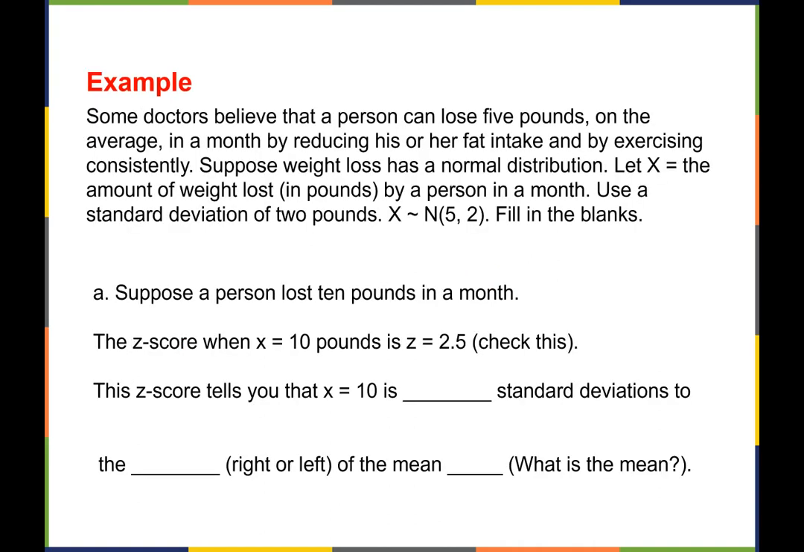All right, I would like you guys to pause the video and try this example. I'll read it to you, and then I want you to try to fill in the blanks below. So some doctors believe that a person can lose 5 pounds on the average in a month by reducing his or her fat intake and by exercising consistently. Suppose weight loss has a normal distribution. Let X equal the amount of weight lost in pounds by a person in a month. Use a standard deviation of 2 pounds. So X is distributed normal, mu 5, sigma 2. Mu is equal to 5, sigma is equal to 2. Fill in the blanks. Pause the video, give this a try.